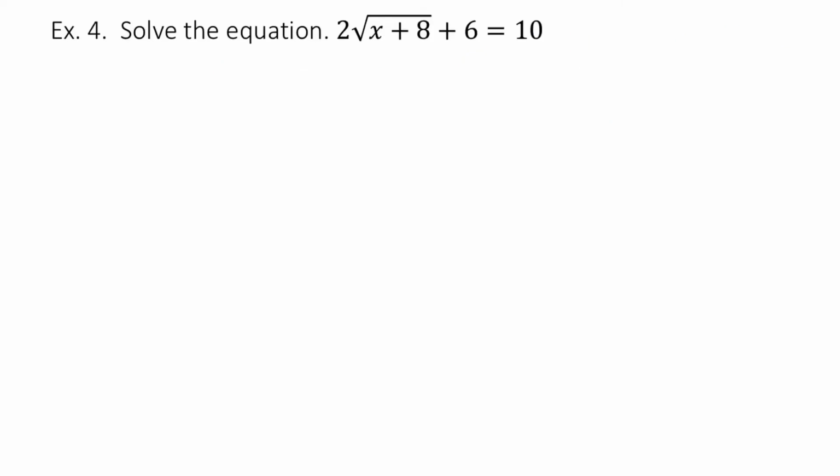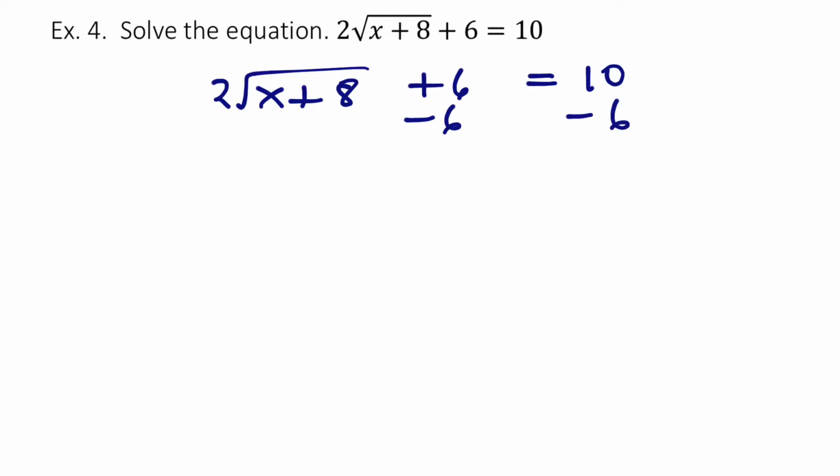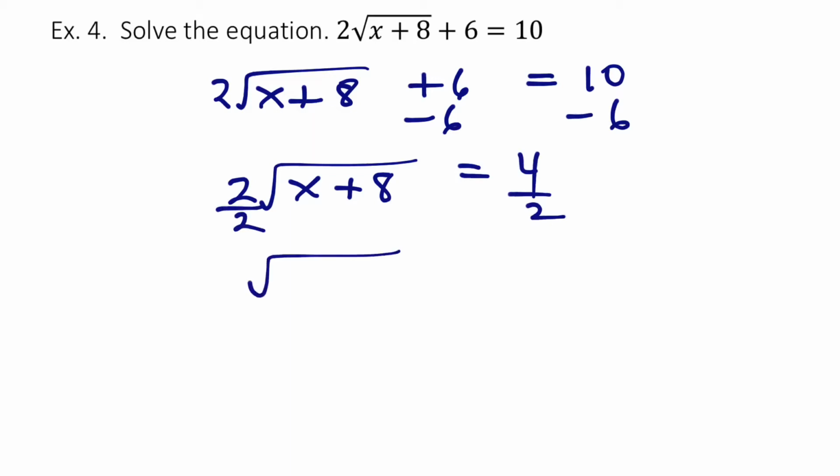Okay, now we're solving a square root equation. So let me rewrite it. You want to isolate the square root first. So we'll get 2 square root x plus 8 is equal to 4. So I'm still working on isolating the square root. So I've got it isolated now. Now I want to square both sides.